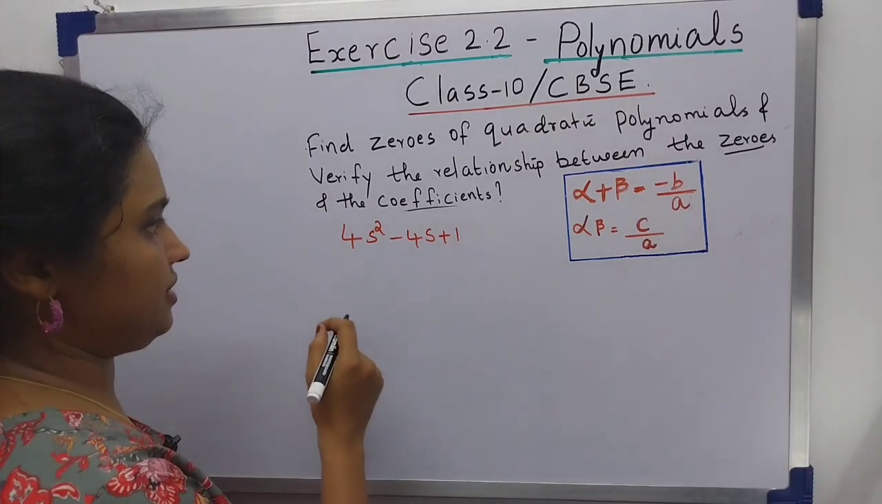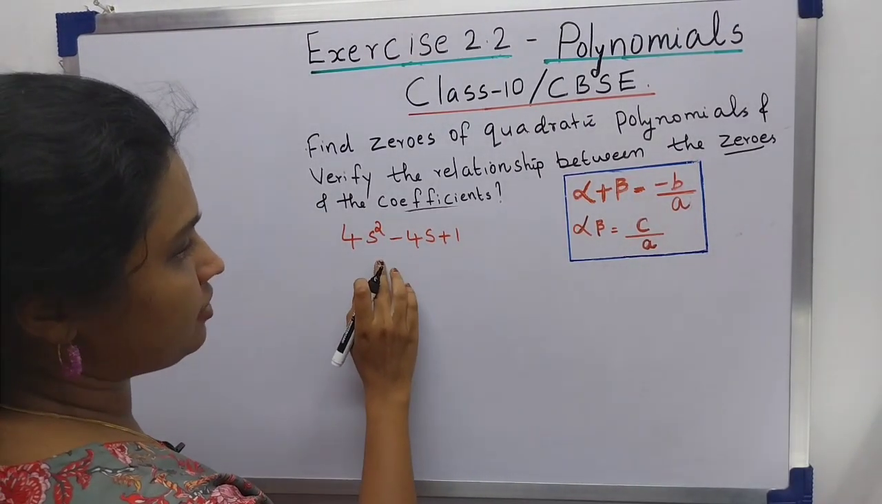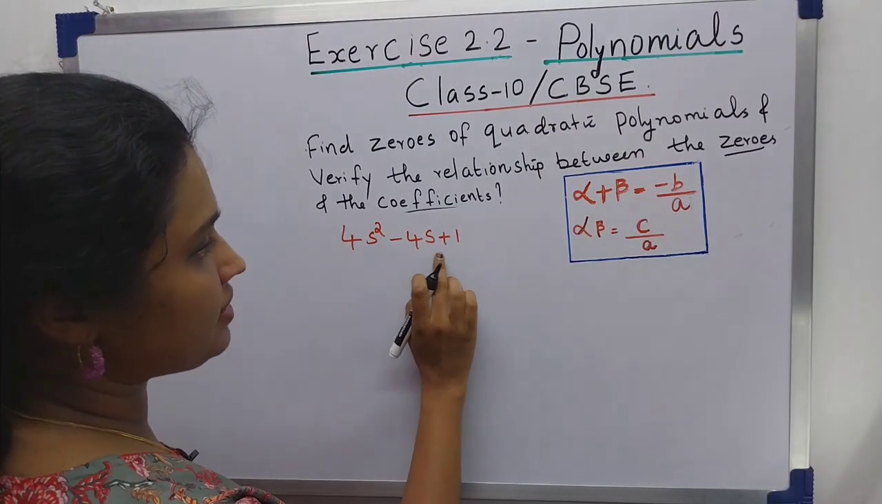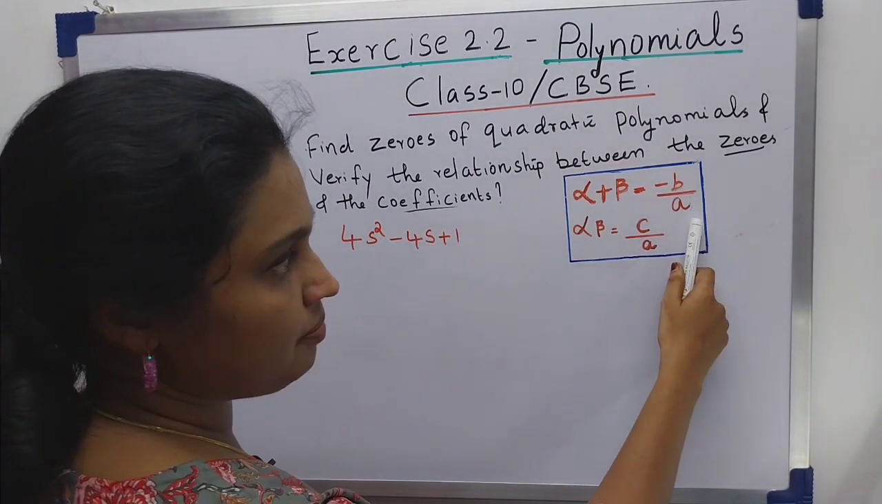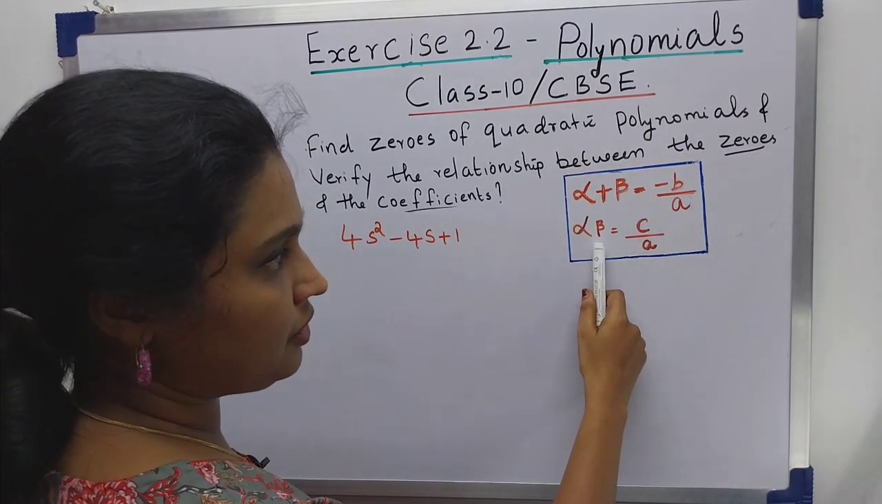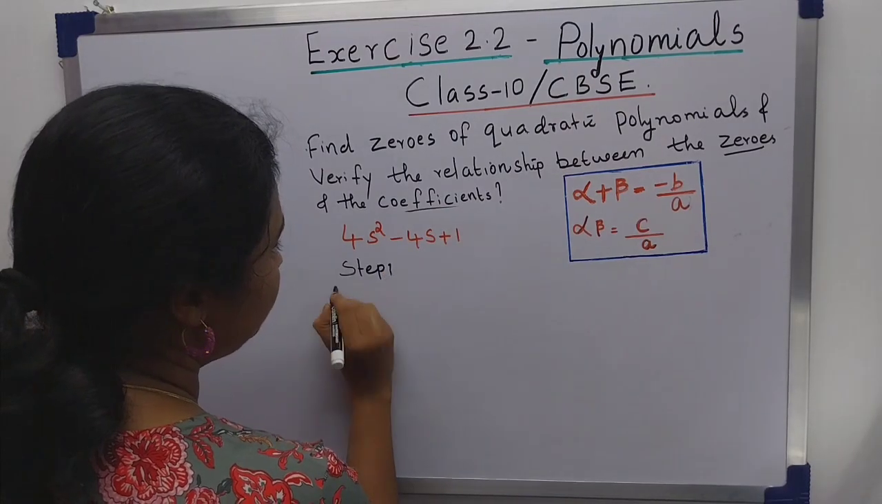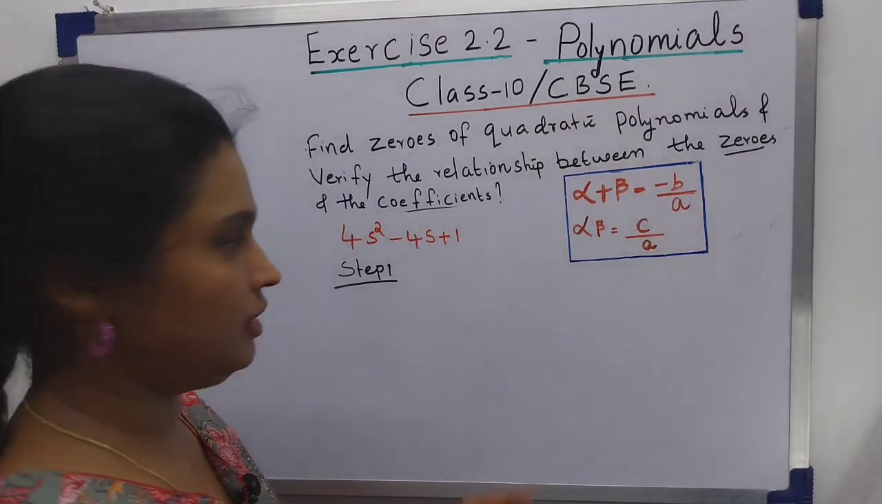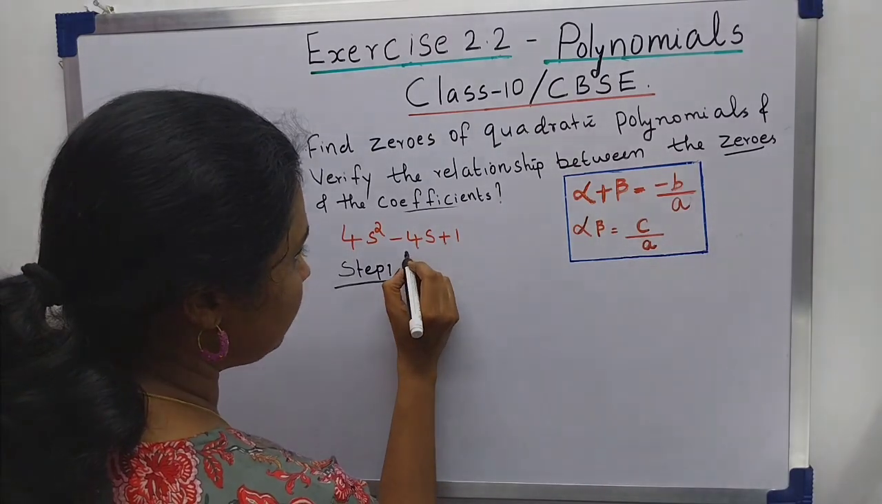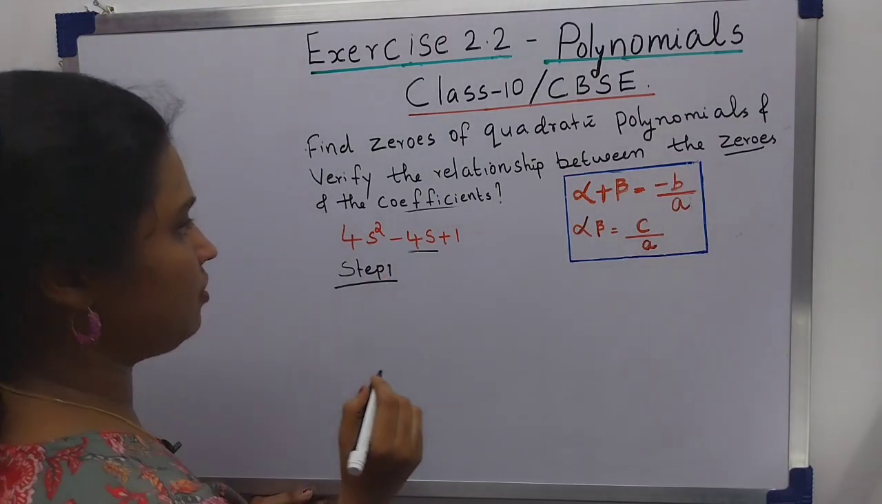To the next question. The question is 4x square minus 4x plus 1. Check the condition: alpha plus beta is equal to minus b by a and alpha beta is equal to c by a. First, you need to use the middle term splitting method. So, what is the middle term here? This is the middle term, minus 4x.